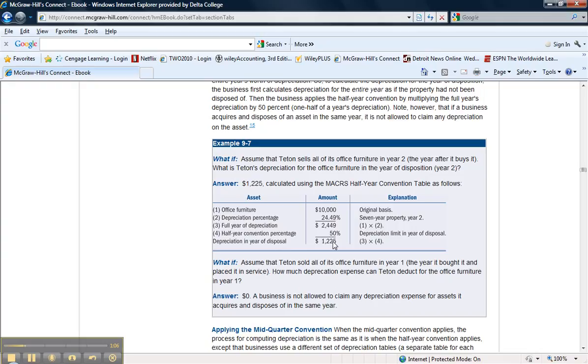It's worthy to note that if it's right here too, assume that they sold all their furniture in year 1. If you buy and sell furniture or any asset in the same year, you don't take any depreciation deduction for that. You simply calculate a gain or a loss on the sale whenever you do dispose.